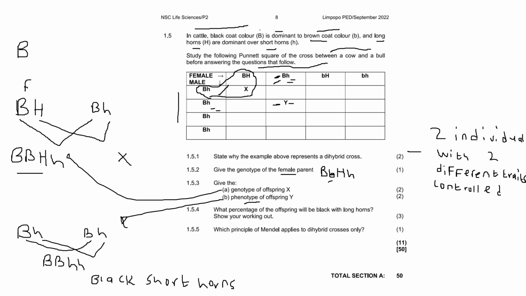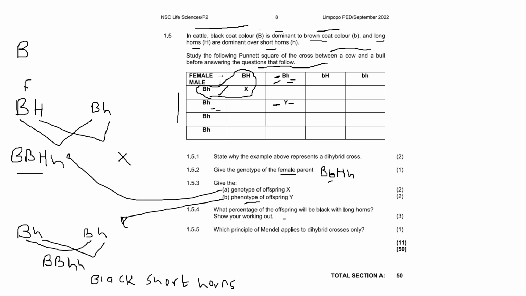And then 1.5.4: what percentage of the offspring will be black with long horns? Okay, we need to go and figure out all the different possible combinations here. So we need to do some bit of maths and calculating here, which is nice. That's why they always say that maths is everywhere, guys. Don't ever run away from maths. Maths will always be everywhere.